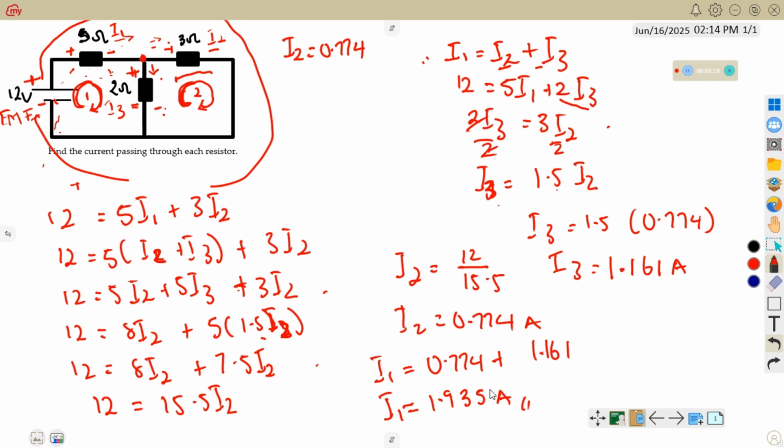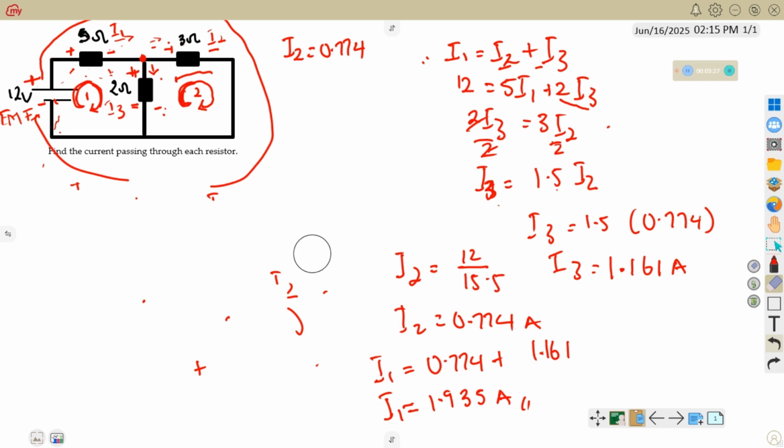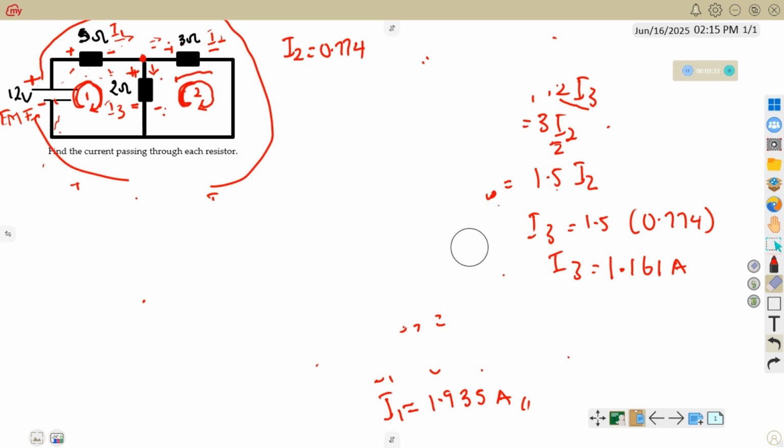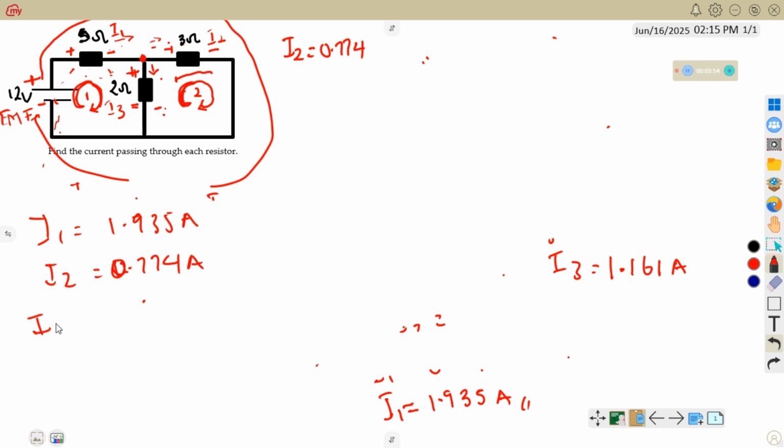Now I found the current passing through each resistor, right? So the current that is passing through the 5 ohm resistor, which is I1, is 1.935, right? And the current that is passing through the 3 ohm resistor, which is I2, is 0.774, and that of the I3 is 1.161. So let's just write that. So we have I1 equal to 1.935 ampere, I2 equal to 0.774 ampere, and I3 equal to 1.161 ampere. So these are the currents that are passing through each of these resistors.